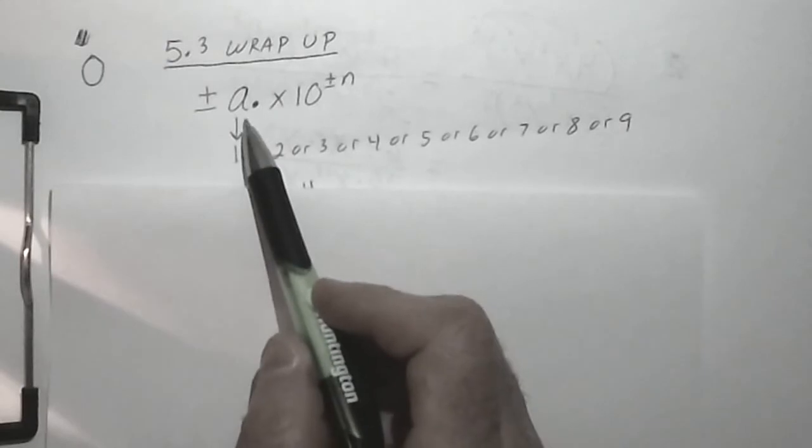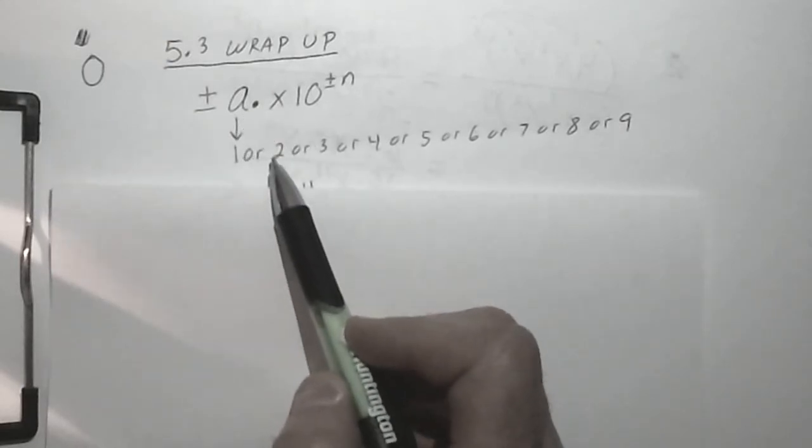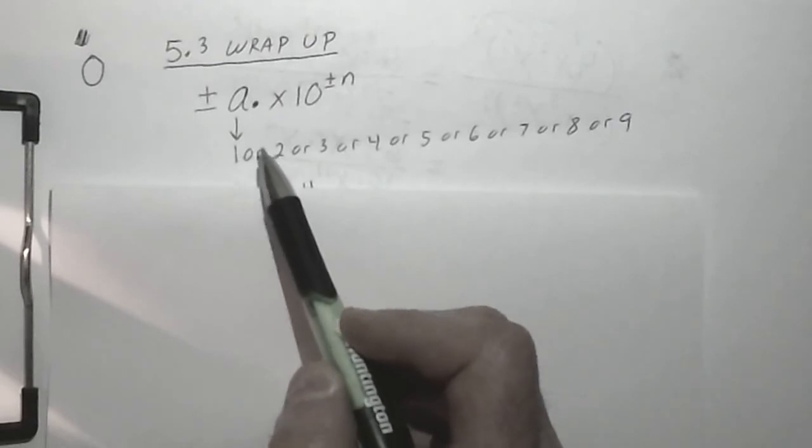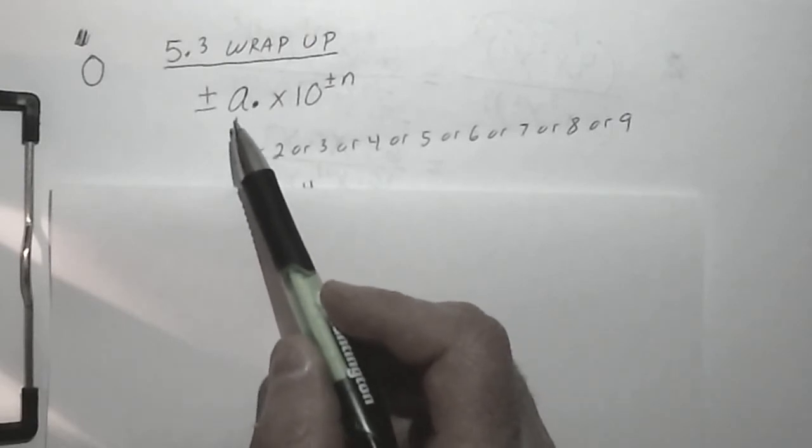Okay, ladies and gentlemen, we're going to wrap up section 5.3 by looking at scientific notation and operations with those types of numbers. To start, let's review quickly the strict format for scientific notation form. Of course, scientific notation format is this right here, where this number A has to be either a 1, a 2, 3, 4, 5, 6, 7, 8, or 9. Cannot be any other digit or digits.